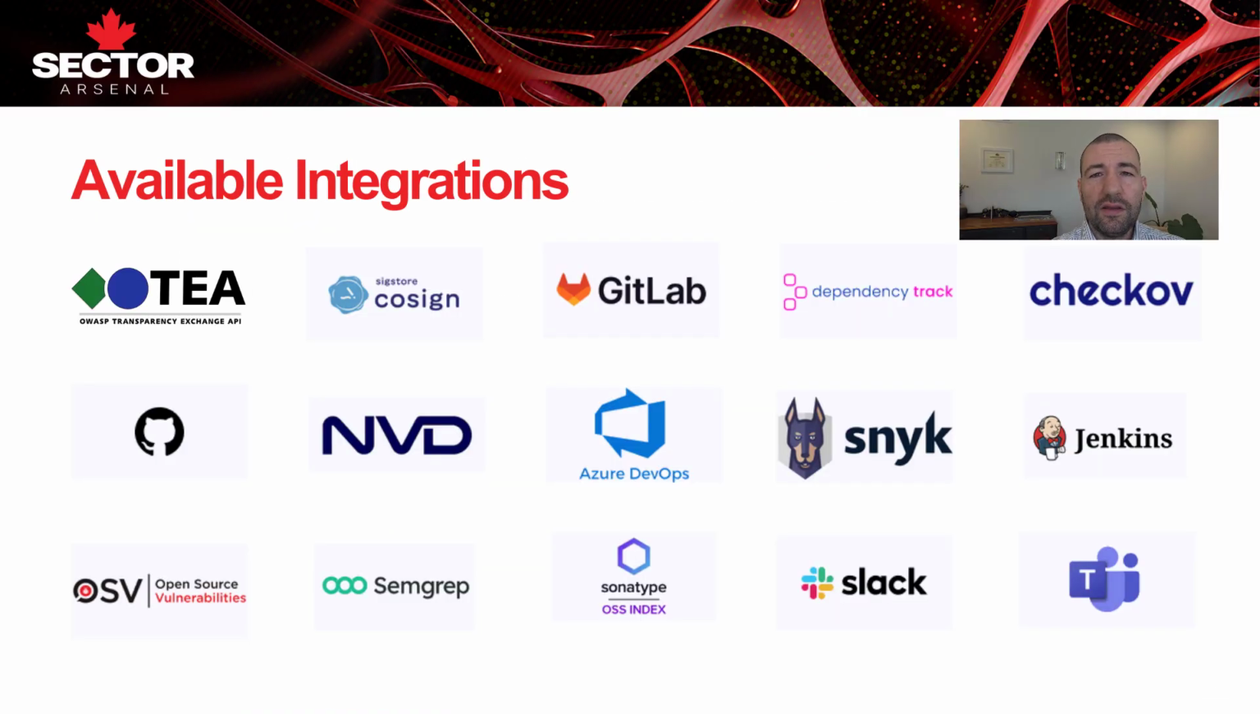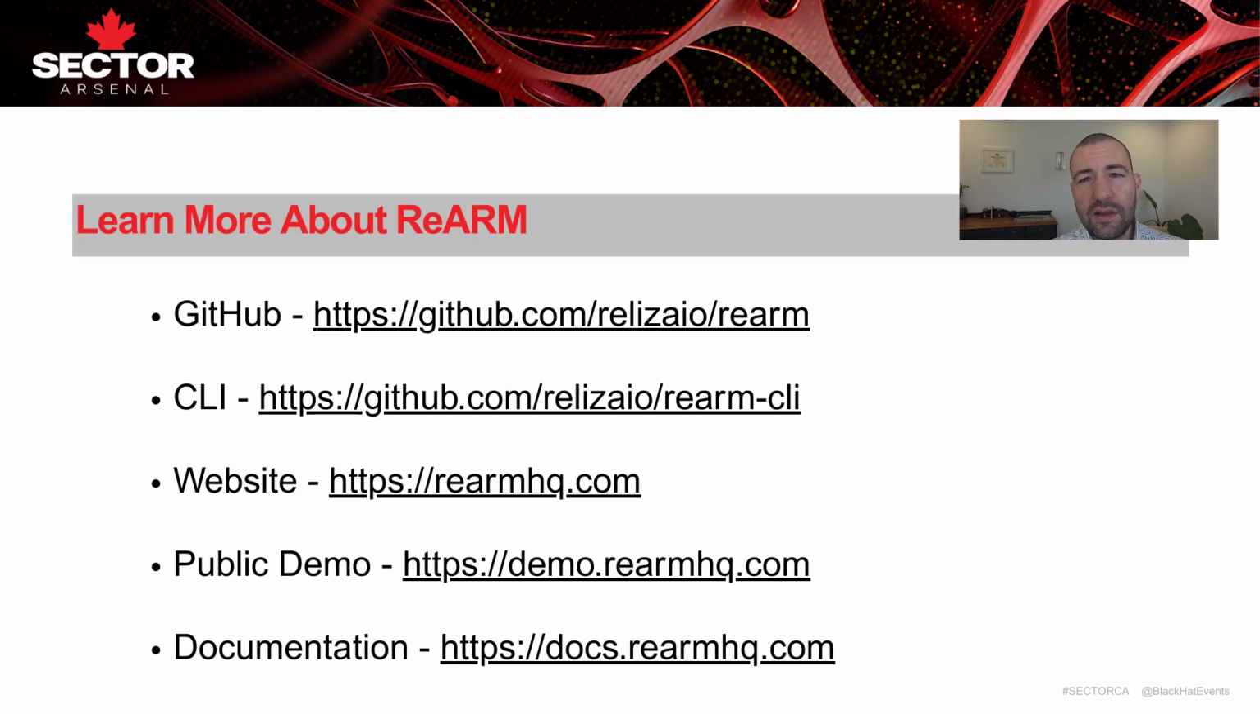ReARM integrates with many DevOps and DevSecOps tools. Particularly, ReARM integrates with any CI/CD tooling out there. Even if you don't see your CI/CD tool on this slide, ReARM can integrate with it using ReARM CLI. ReARM also integrates with any cybersecurity scanner that can output SARIF files. Finally, you can configure Slack or Microsoft Teams for notifications. My last slide shows links to ReARM website, GitHub repositories, public demo instance, and documentation.